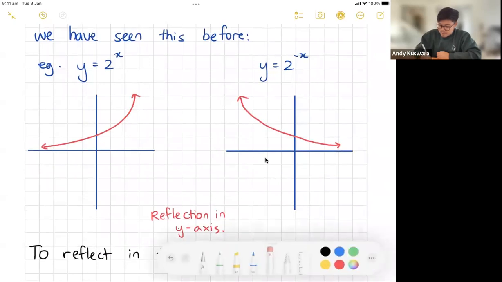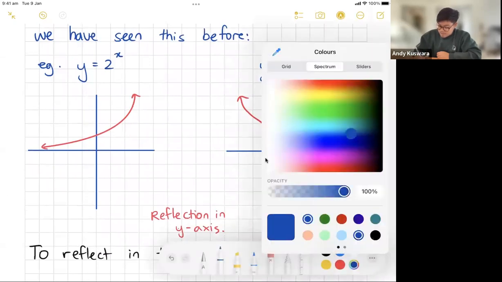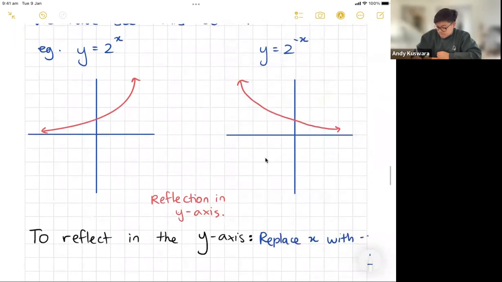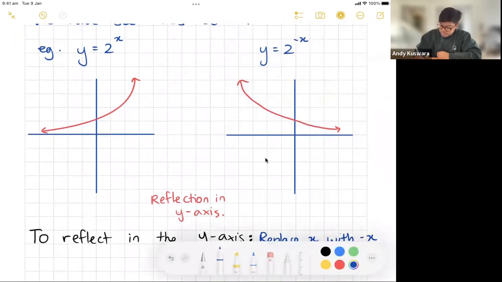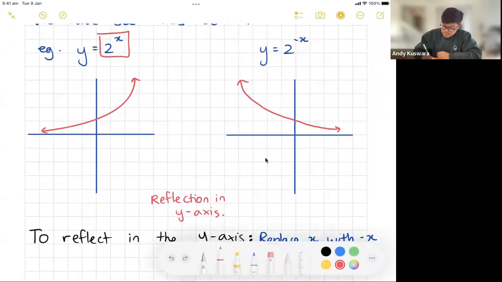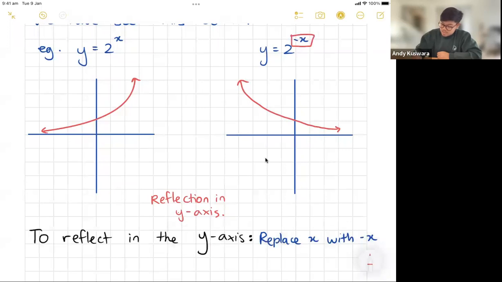And the way that we do that, as you can see from our little example, very simply is we've replaced x with negative x. Can you see that? All we've done is replaced what used to be a positive x with a negative x. And that gives us a reflection in the y-axis. And that works for all functions, not just the exponential, but for all functions. Make sure that is written down.